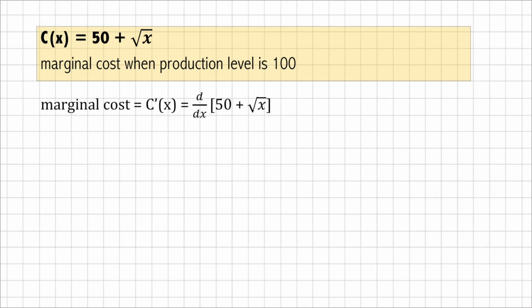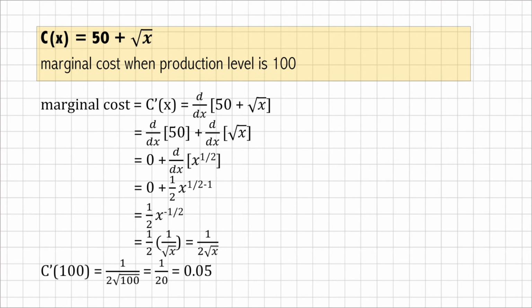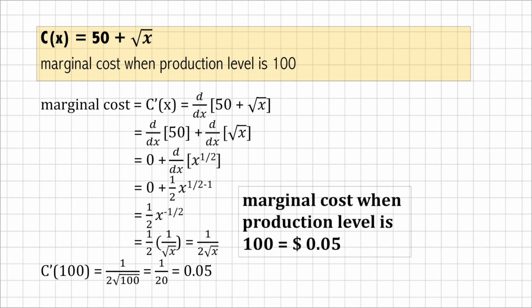By the derivative rules we studied earlier, we can simply process by first using the sum and difference rule, then the constant rule, and finally the power rule. Take note that the power rule works also for radicals, aka fractional exponents. Then, finally, we get the derivative function 1 over 2 square root of x. Plugging in x equals 100, we get a value of 0.05. This means that the cost added from producing one additional unit of the commodity when the production level is 100 is $0.05.